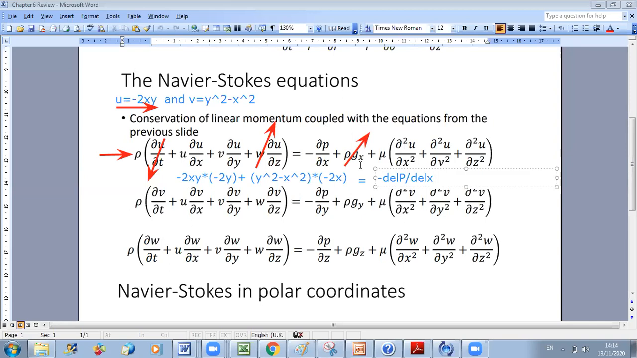So here z is vertical. I am moving in a horizontal plane. So gx is 0, gy is 0, and gz is minus g.